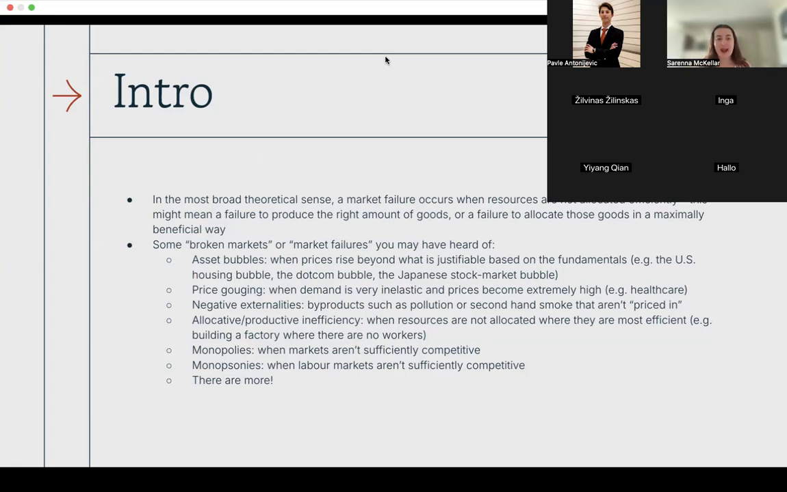There's negative externalities, which is byproducts such as pollution or secondhand smoke. Any environmental damage, climate change is the classic one that we think of that's not priced into the good. And then we also have allocative or productive inefficiency, which is where resources aren't allocated where they're most efficient. So, like building a factory where there's no workers.